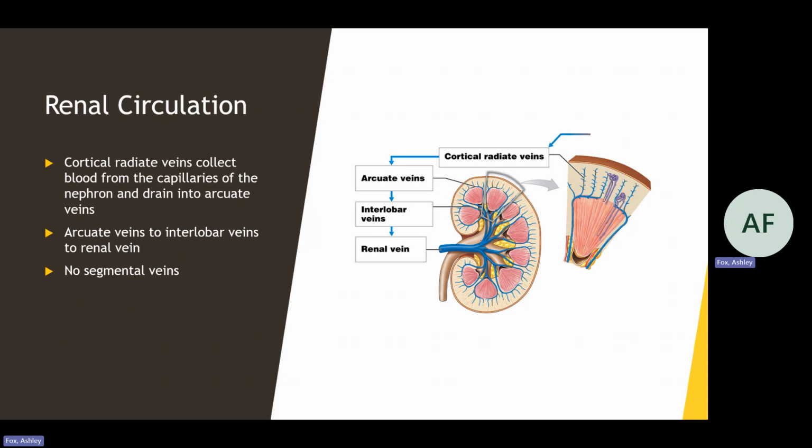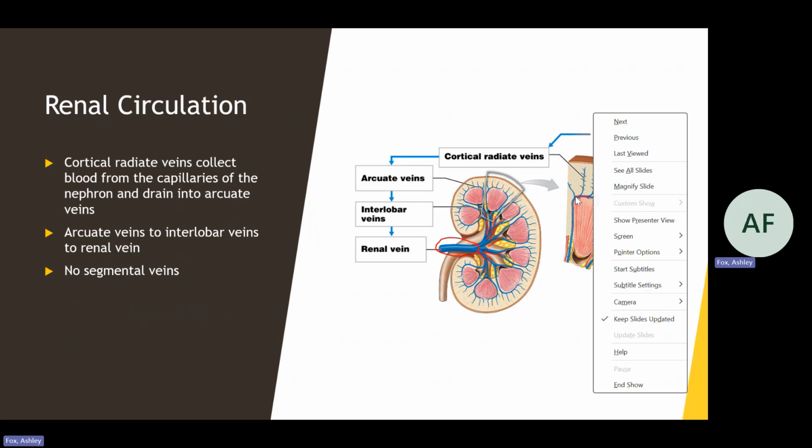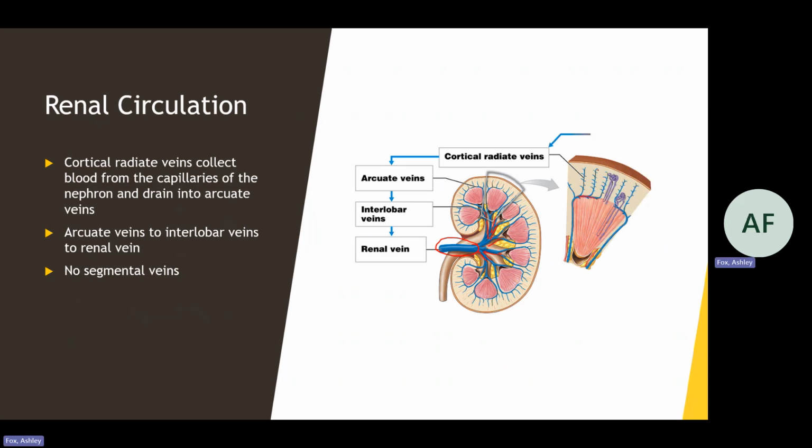The difference is there's no segmental. So arcuate goes to interlobar, which are all of these, but there are no segmental veins. There are only segmental arteries. So all of the interlobar veins drain into the renal vein that goes into the inferior vena cava. So this would be the arcuate right here, cortical radiate veins coming down, going to arcuate, going to interlobar, that then goes into the renal vein.